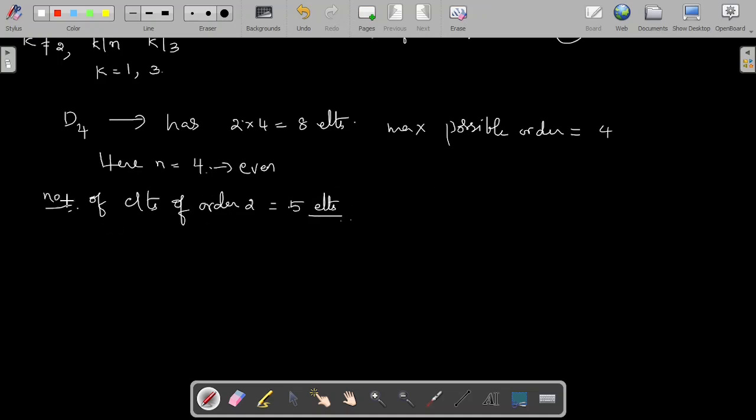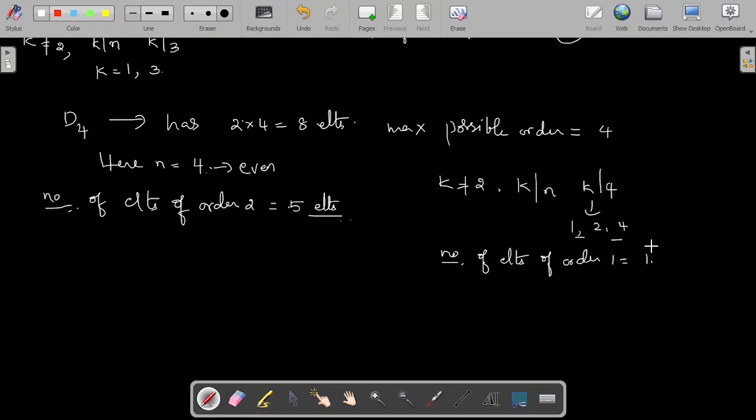Now the next case is k not equal to 2, provided k divides n. So what is n now? k divides 4. So what are the divisors of 4? 1, 2, 4. 2 is already over here, so you are left with 1 and 4. So the divisors of 4 now are 1 and 4. The number of elements of order 1 is equal to 1, because there always exists only one element of order 1, that is the identity element.